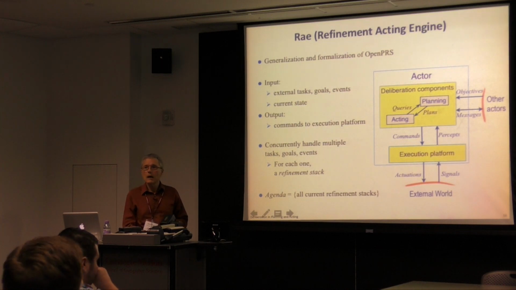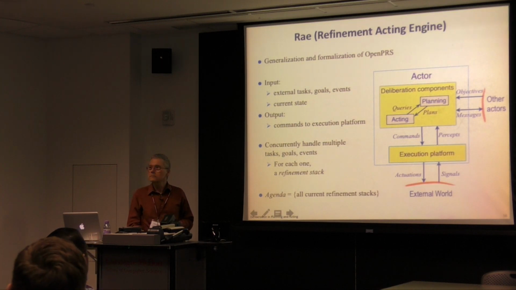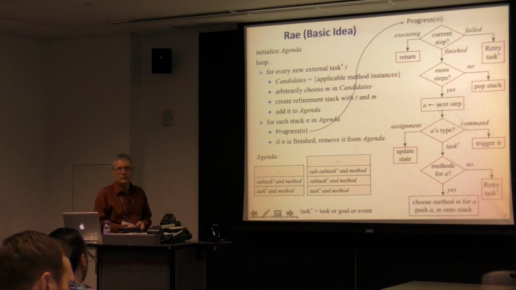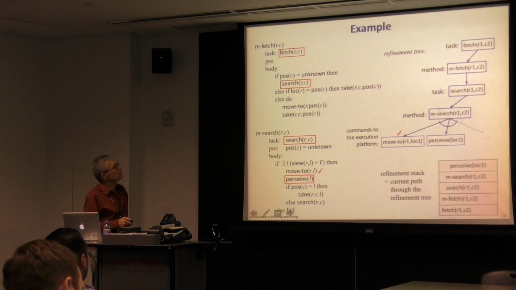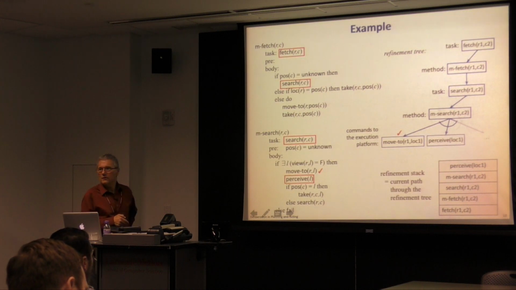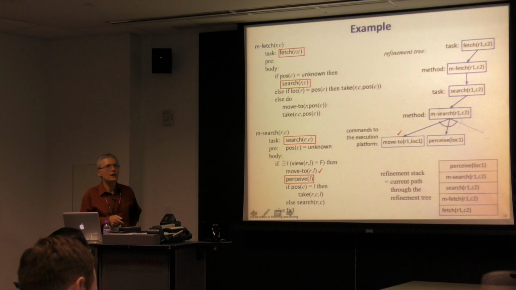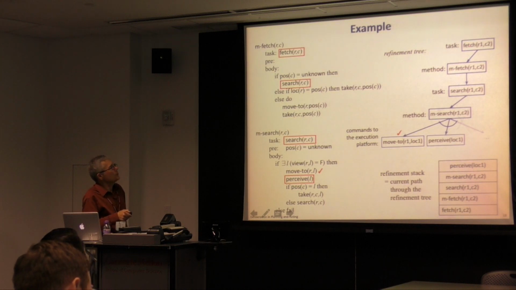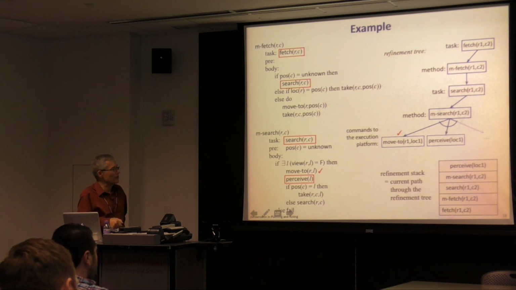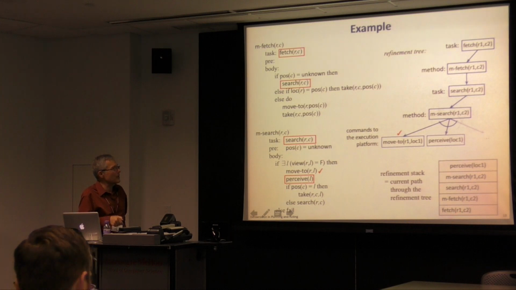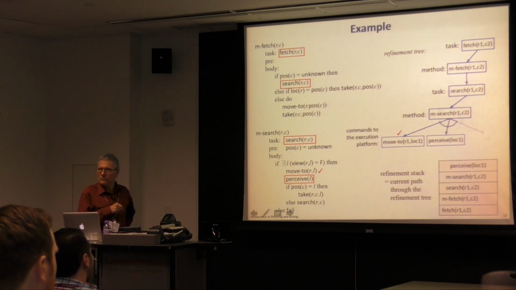Yeah. Other questions? Okay. What I'd like to do now is to go through a very simple-minded example to show you how this works. So the example is fetching that container, like I was talking about earlier. Okay? So you have the task of fetching it. We have our fetch method, which I told you about. And what I'm doing here is I'm drawing a refinement tree. The refinement stack gets built from the bottom up. The refinement tree is going to be top down. So this is basically going to be bottom up, the current path through the refinement tree.